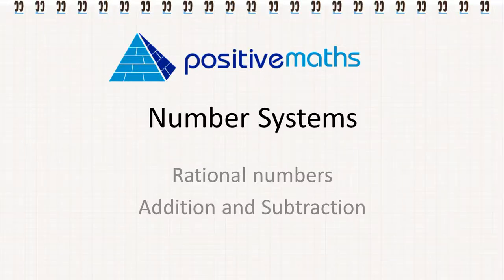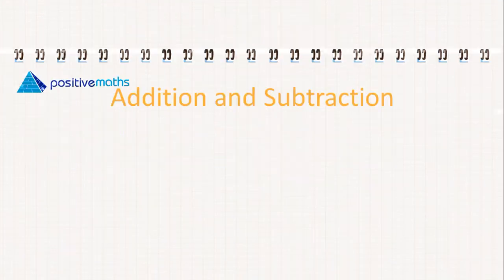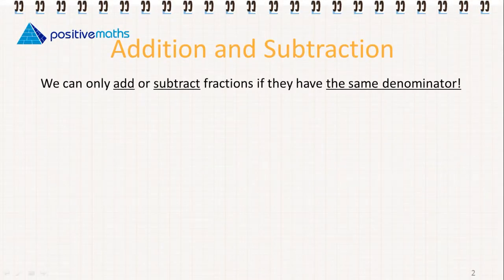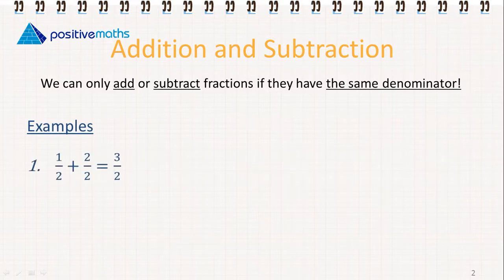In this video for Positive Maths, we're going to learn about the addition and subtraction of rational numbers. So first of all, we must learn that we can only add or subtract fractions if they have the same denominator. This is really important to remember. So let's start with an example.